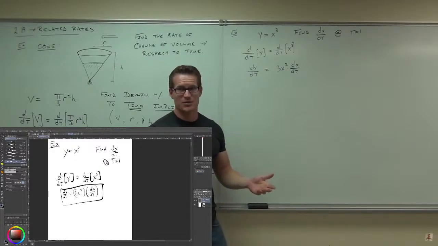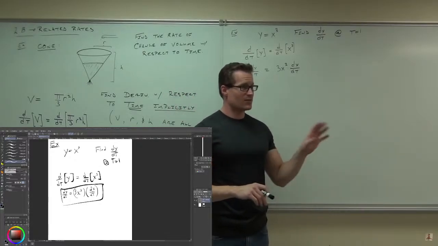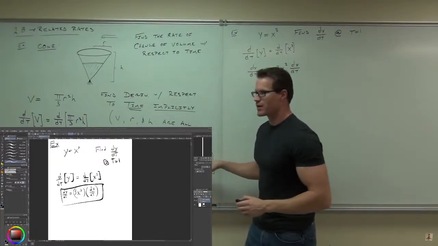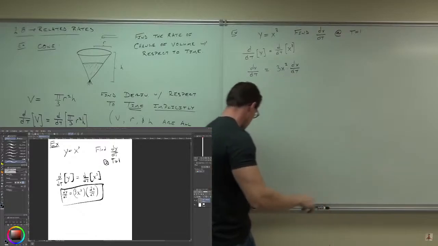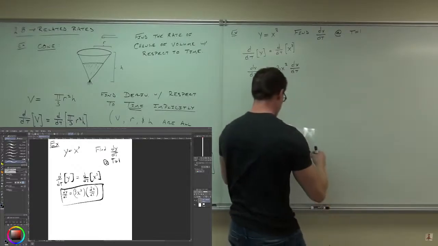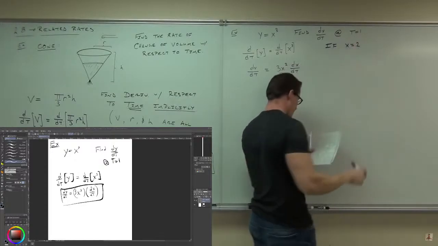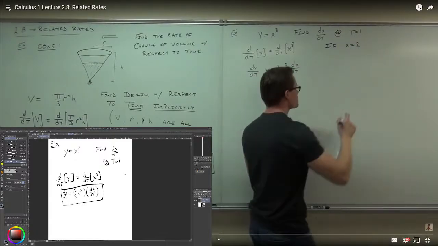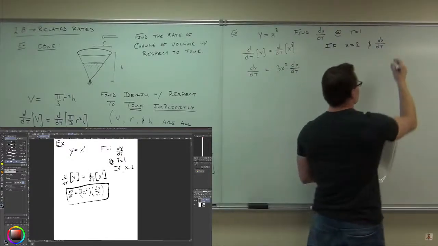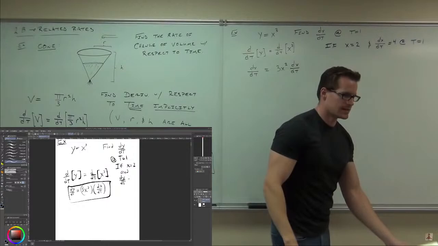Did you get it? That was funny. No, there's no t to plug in. So if I give this problem to you, I have to give you more things. It has to be given somewhere in the problem. So here's what I'm going to say. Find this out if x equals 2 and dx dt equals 4 at t equals 1.